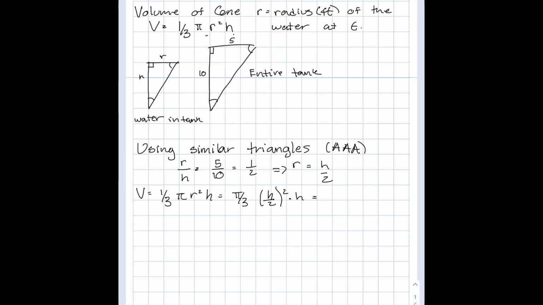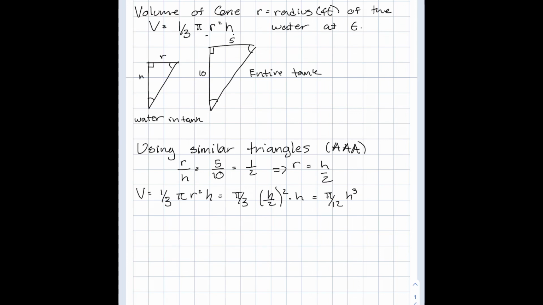So then h over 2 squared is going to give me h squared over 4. So that's pi, 3 times 4 is 12. H squared times h is h cubed. And that's our new equation for volume, all right?